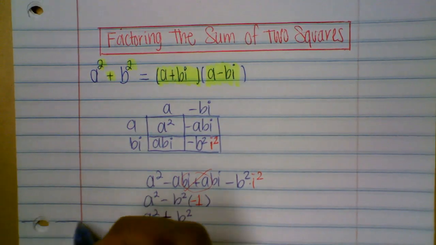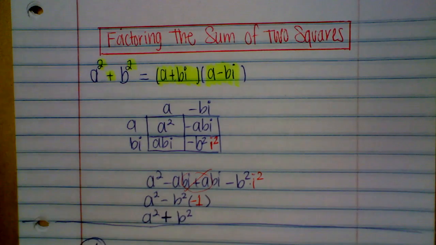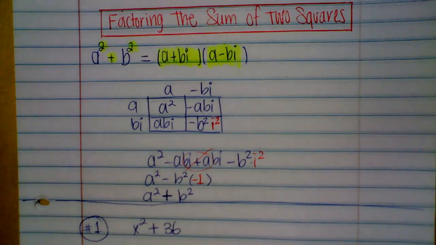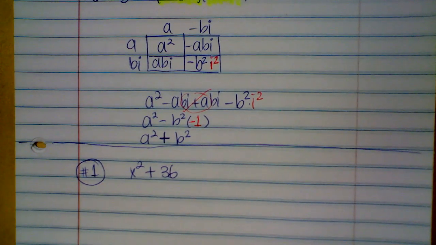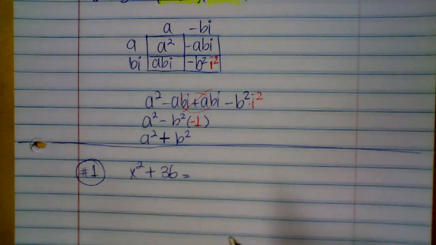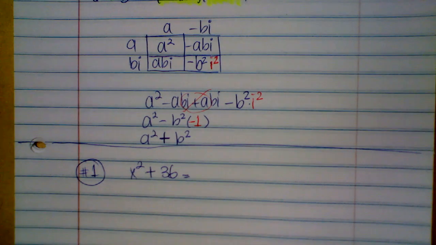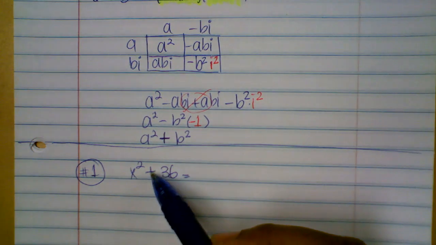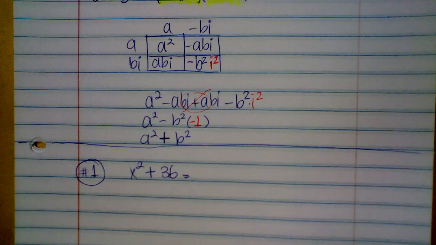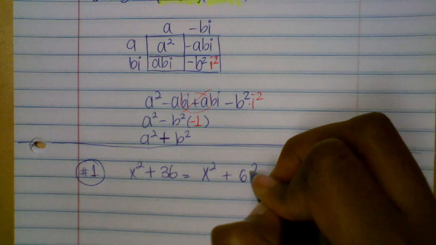Okay, so let's move on to our first example. Example number 1: I'm asking you to factor x squared plus 36. When I ask you to factor, the first thing you have to ask yourself is, can you write each number as a square? I see the first perfect square, which is x squared, because a perfect square is any number that can be written as a square. I see the sum, so I ask myself, is 36 a perfect square? Yes, because I can write 36 as 6 squared.